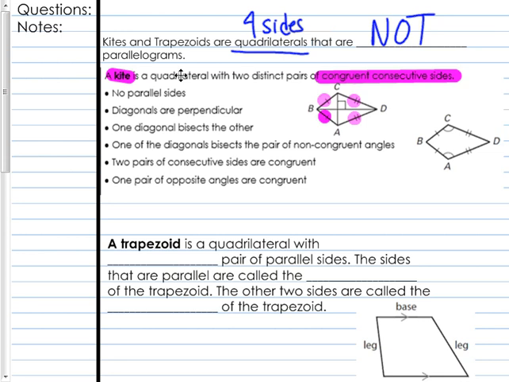The next thing we need to know about kites is there are no parallel sides, okay? So no parallel sides at all in kites. The diagonals are perpendicular, okay? As you can see right here, they have a 90 degree angle, so it's 90 degrees on all sides. The diagonals are perpendicular. One of the diagonals bisects the other. I'm going to use the pen. So it looks like BD bisected CA. That means this piece is congruent to that piece, okay?